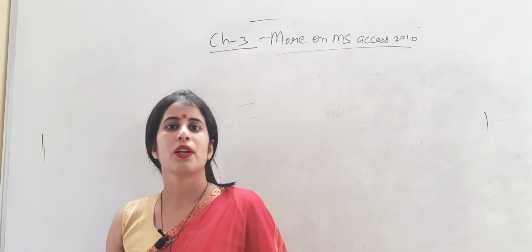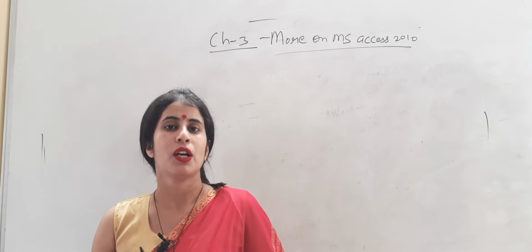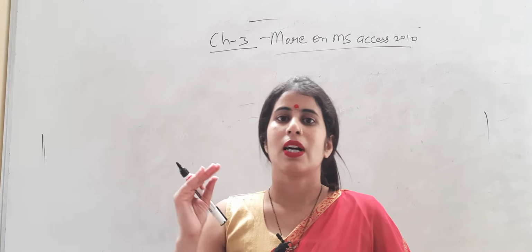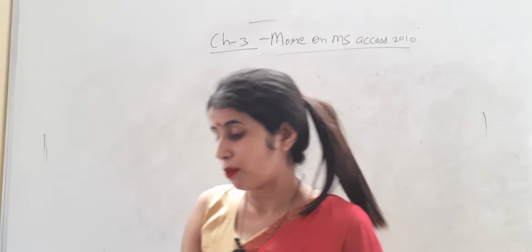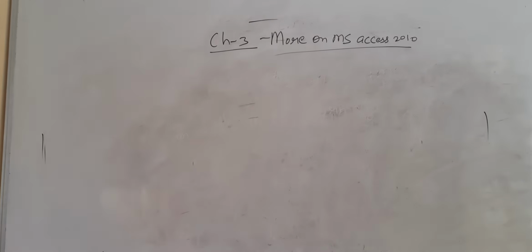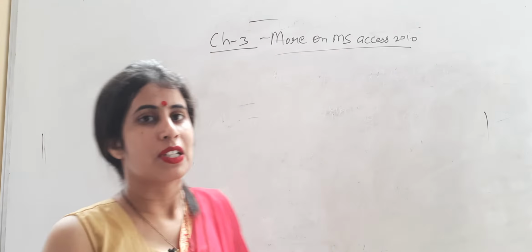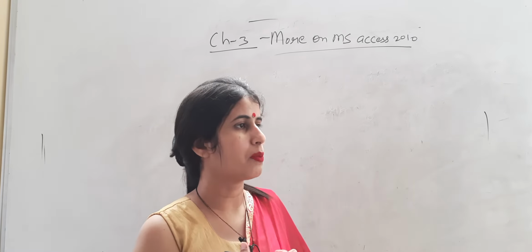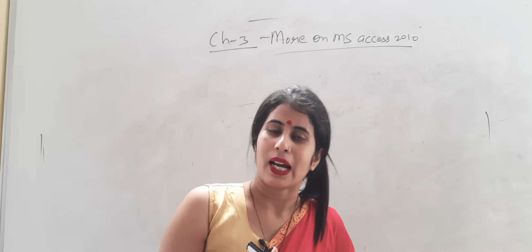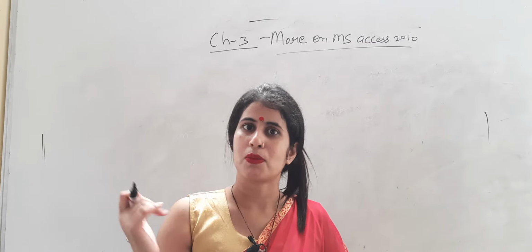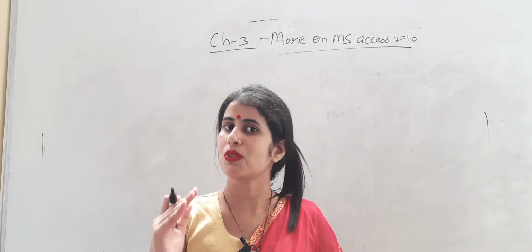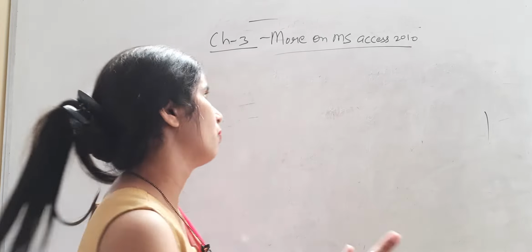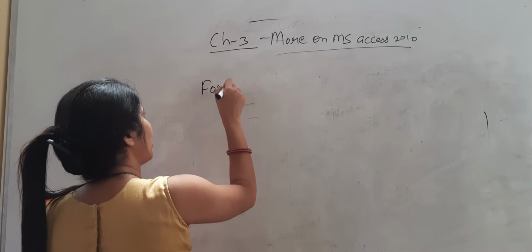Okay, so today we are going to start our next topics. Okay, so the next topic about the forms. Actually, the types of forms that I explained there are: first was multiple items, second is data sheet, third is split forms, and fourth one was modal dialog. Okay, so these were the types of forms. So today we are going to study how can we format a form.